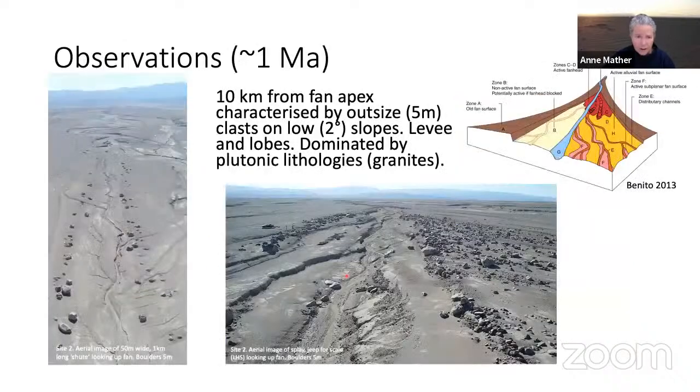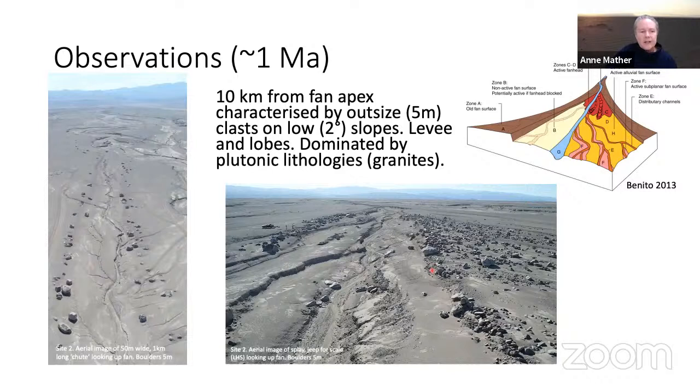If we have a quick look at what we can see on the fan surface, we can see old deposits. These have been dated using cosmogenics, using helium, to being mostly around about 1 million years old. These are levees, and then we've got splays associated with these levees. And so these are debris flows with really large boulders in them, 5 meters or so in size. And you can find these from 0 up to about 10 kilometers from the apex of the fan.